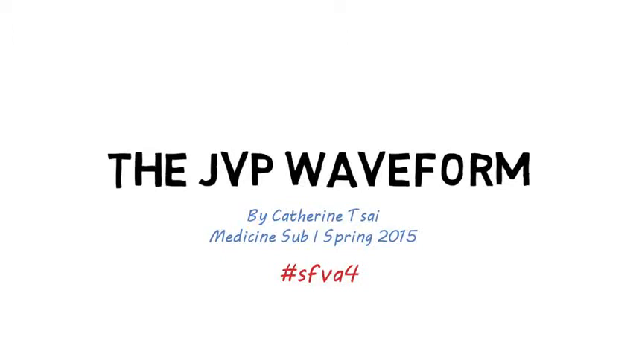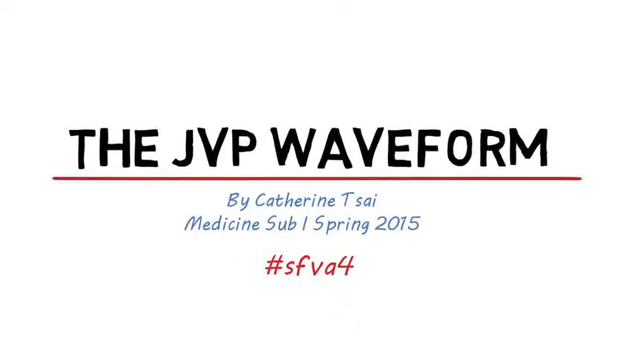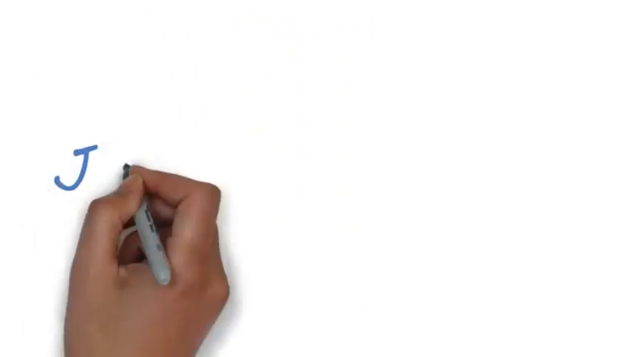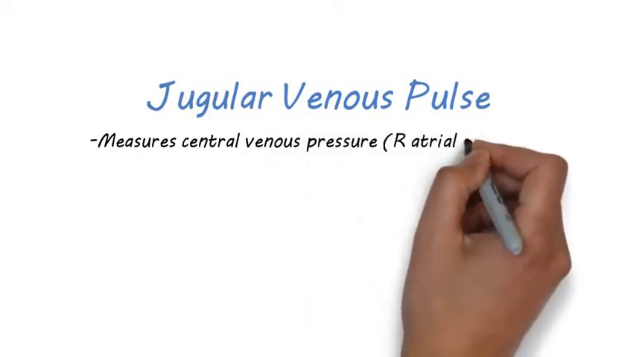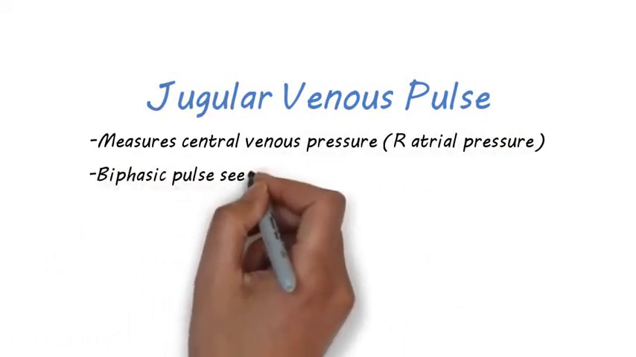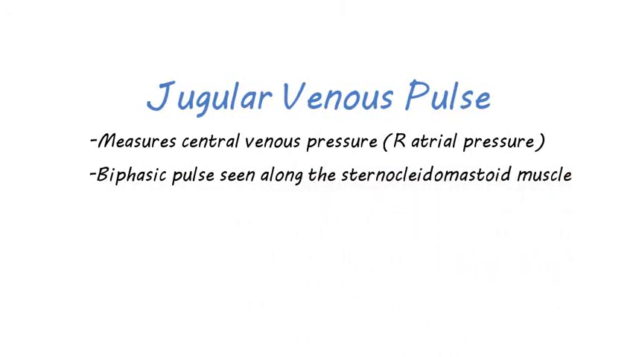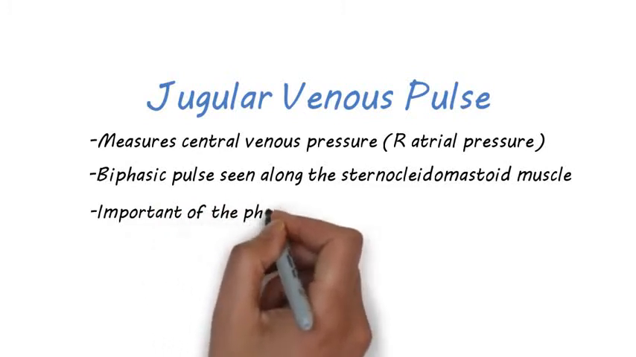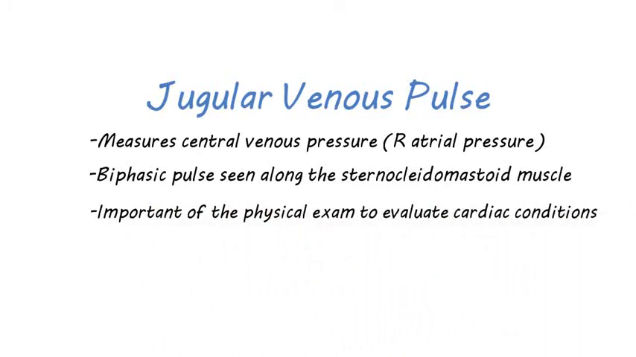Hello! In this video, we will be reviewing the JVP waveform. The JVP, or jugular venous pulse, is a clinical sign that allows you to measure the central venous pressure, or right atrial pressure. It is a biphasic pulse that can be seen along the sternocleidomastoid muscle. It is an important part of the physical exam when diagnosing and evaluating certain cardiac conditions.